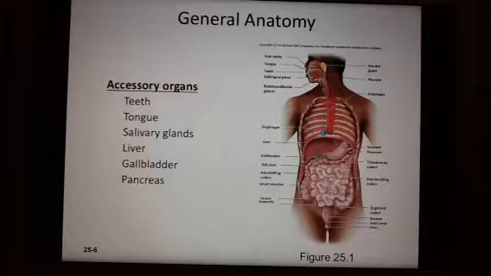And then we're also going to include accessory organs: teeth, tongue, salivary glands, liver, gallbladder, and pancreas. Those are either helping with mechanical digestion or chemical digestion, or secreting enzymes.